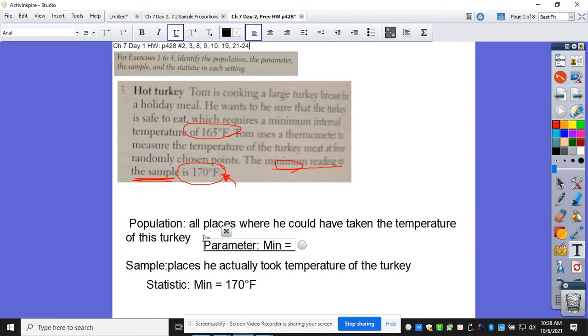Equals what? So even though that's not one of the typical symbols we use, that's still a statistic, and that's fine. We just don't have a symbol for minimum. We just call it min. Questions on that one? I think that one was one of the trickiest, but not intentionally. It's just kind of the wording of the problem.